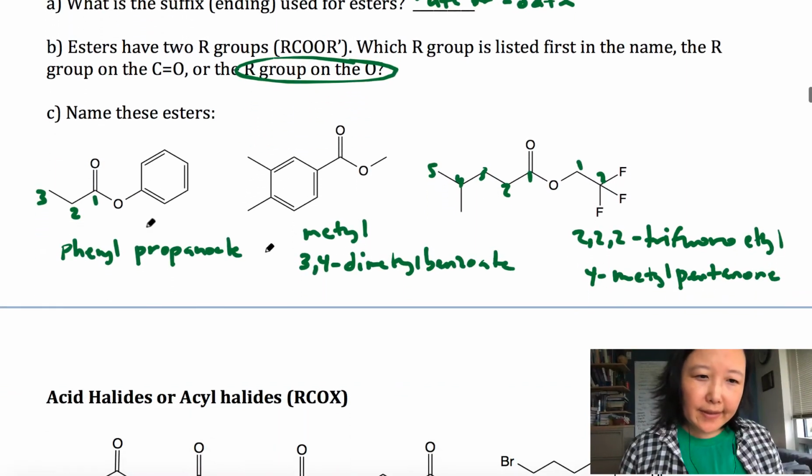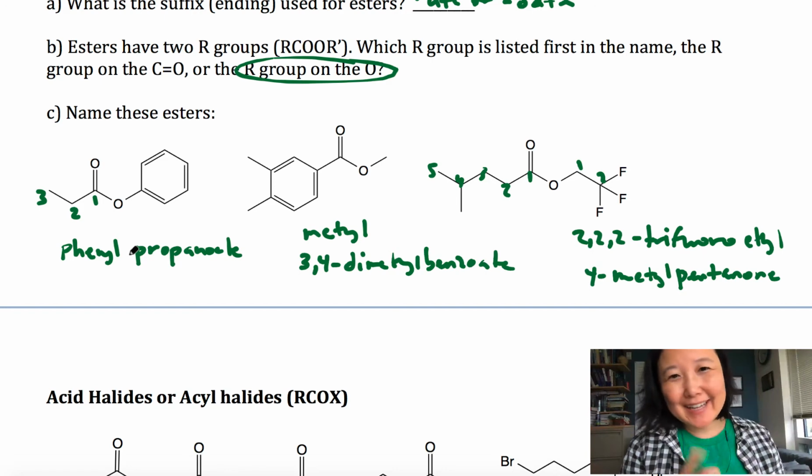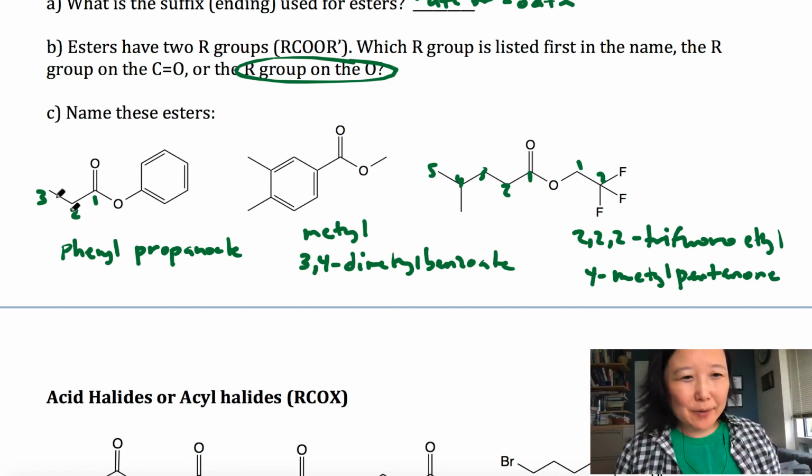Okay guys, for these, naming the R group first, it's phenyl, then there's a space. That's another thing, these are actually 2 separate words. Then propanoate. This one is a 1, 2, 3, 4 dimethyl, but I have to name this methyl first, methyl, space, 3,4-dimethyl. Then this whole thing is a benzoate, right? Right here, it's just like benzoic acid, benzoate.